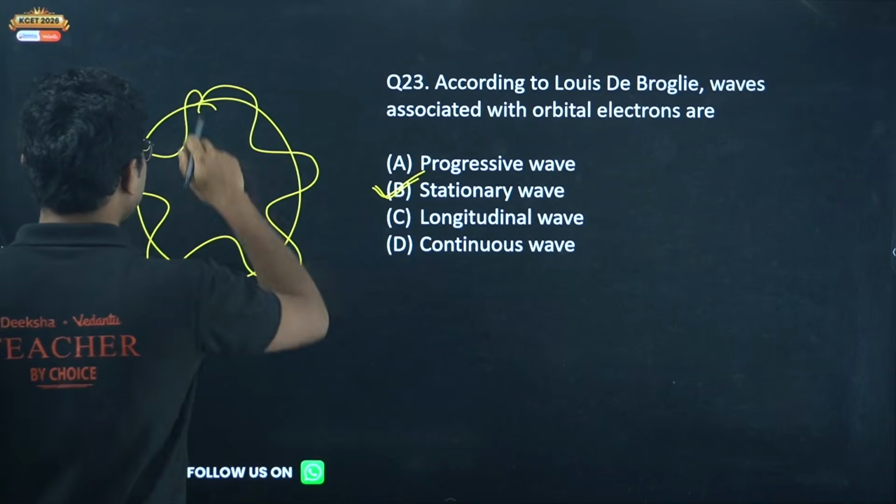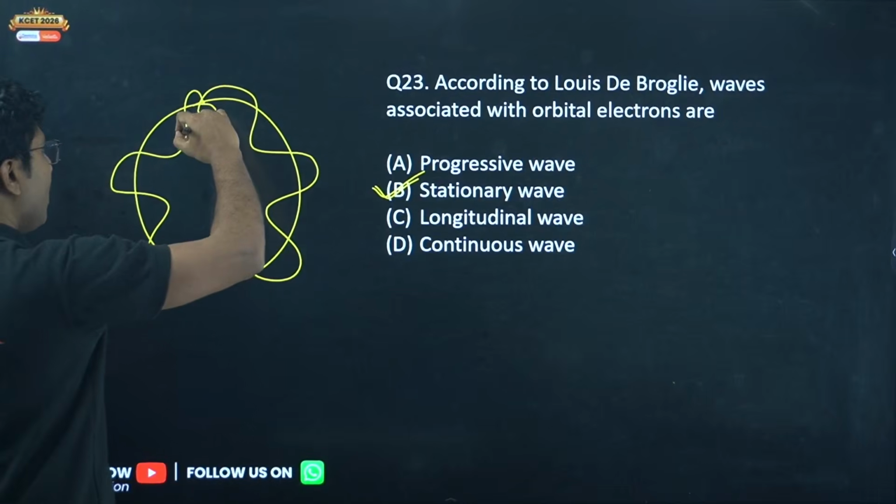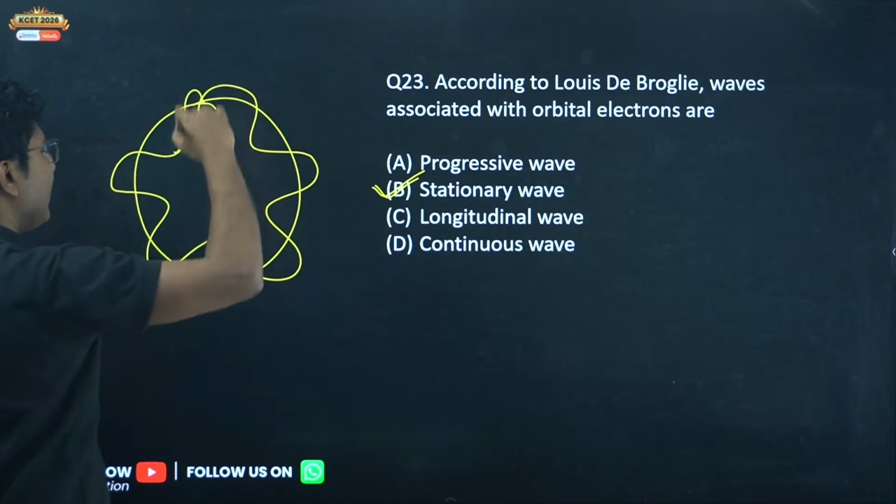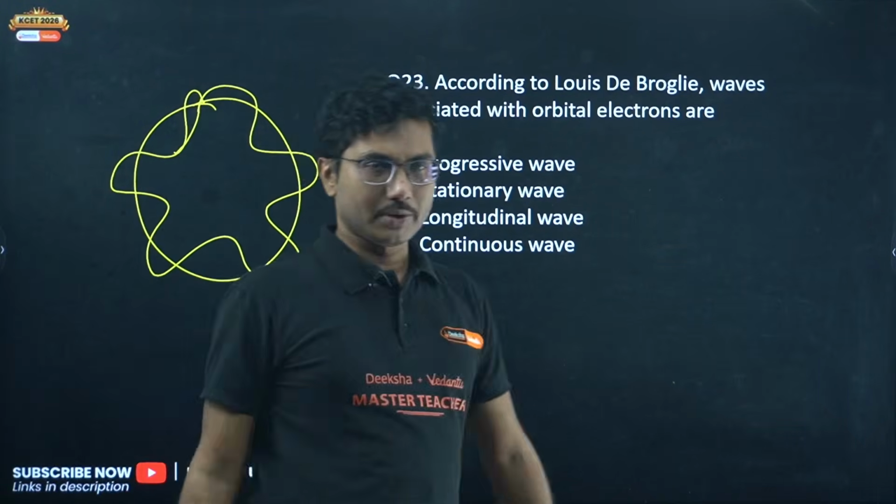Stationary wave means both waves have to merge over here. So both waves must be merging over here, then only a stationary wave is possible.